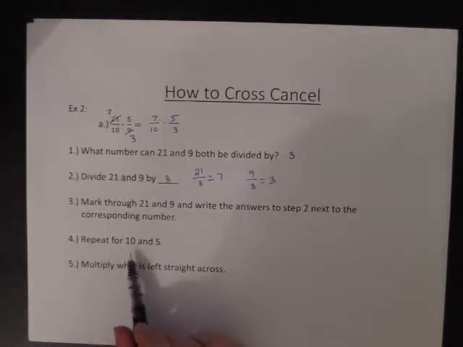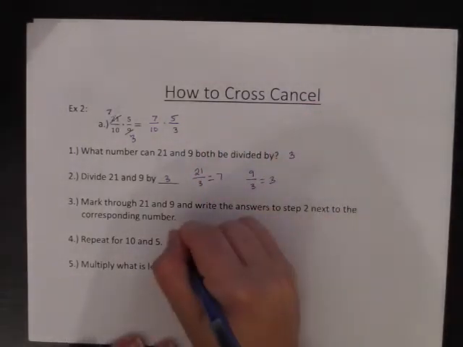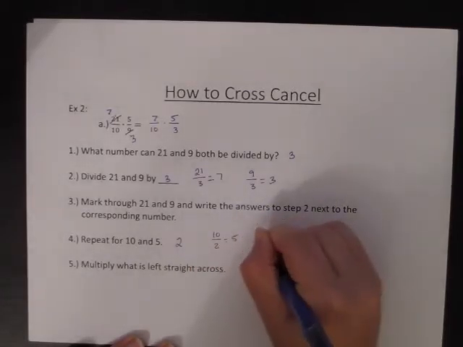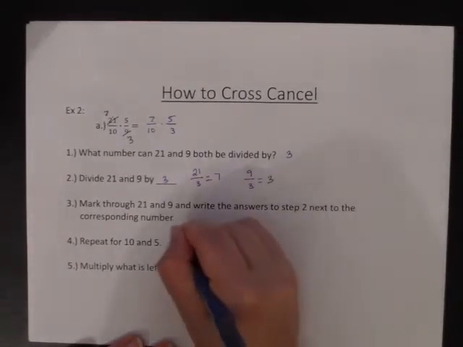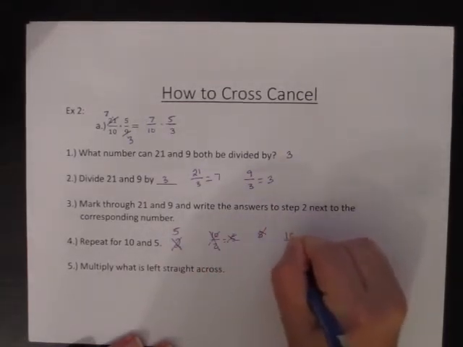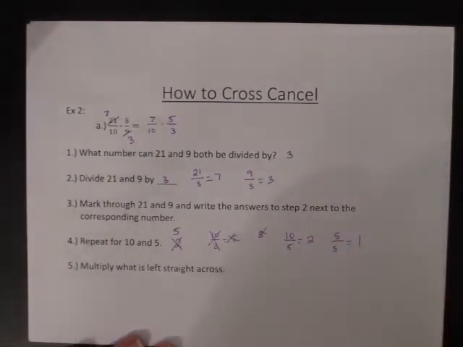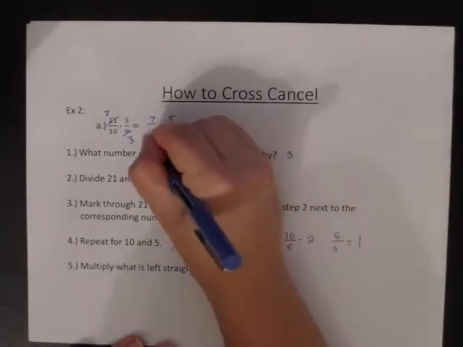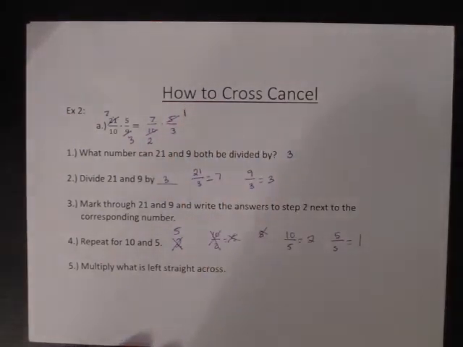Now we're going to repeat it for 10 and 5. I ask myself, what can go into 10 and what can go into 5? The answer is 5. I'm sorry, I was rushing. So I'm going to go 10 divided by 5, which leaves me with 2, and then 5 divided by 5, which leaves me with 1. So I come up here, cross out the 10 and replace it with a 2, cross out the 5 and replace it with a 1, because 5 divided by 5 is 1.